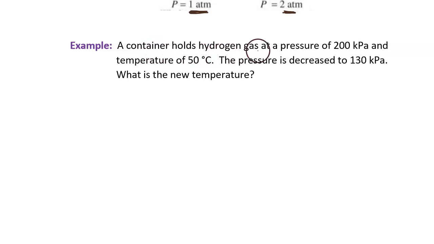A container holds hydrogen gas at a pressure of 200 kilopascals. That's P1, the first pressure mentioned. And a temperature of 50 degrees Celsius. That's T1, but you cannot have a temperature in Celsius. So we're going to have to do a little bit of work to find T1. Let's do that right here.